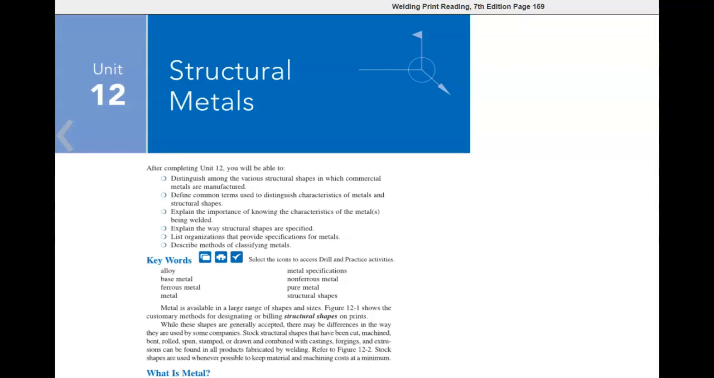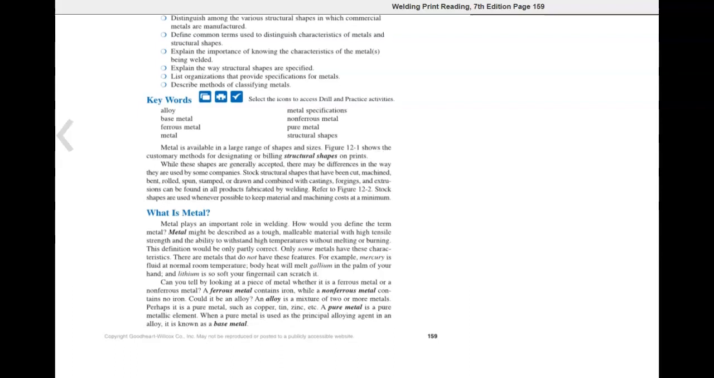Unit 12, Structural Metals. Metal is available in a large range of shapes and sizes. Figure 12-1 shows the customary methods for designating or building structural shapes on prints.